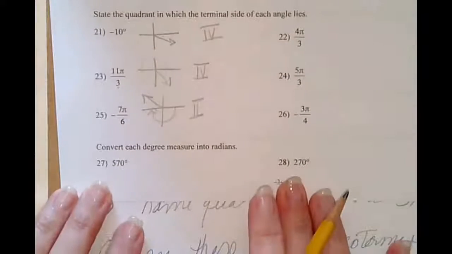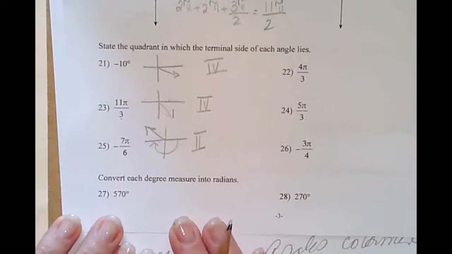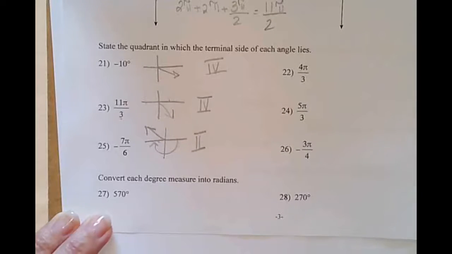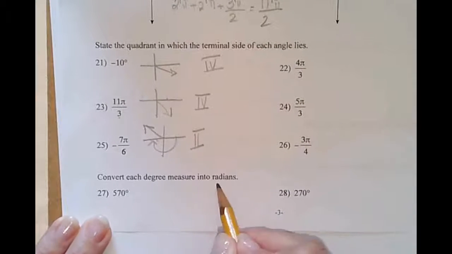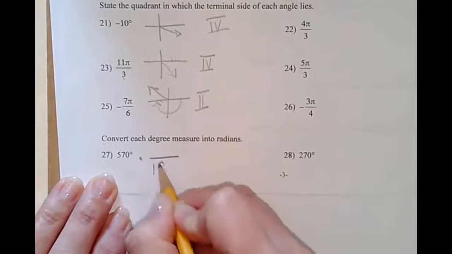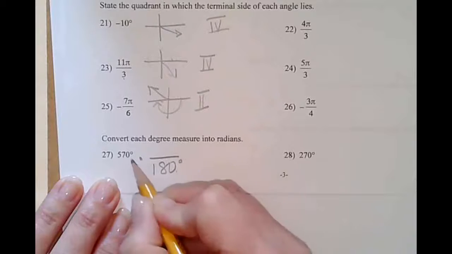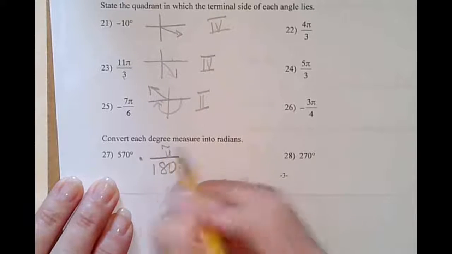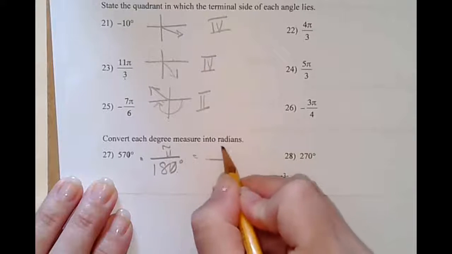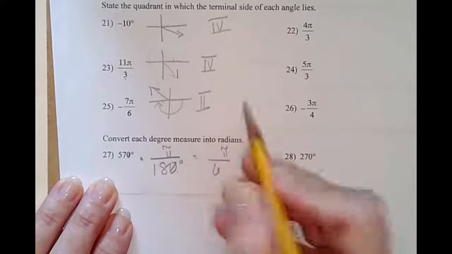Okay, so now this guy right here, convert each into radians. Okay, so here I have my degrees. Since I have degrees, I want to cancel degrees. So 180 degrees will cancel. Put the pi on top. I'm going to cancel my zeros. 57 and 8, both 3 goes into both. So I know the denominator is going to be 6. 3 goes into that 1, 9.